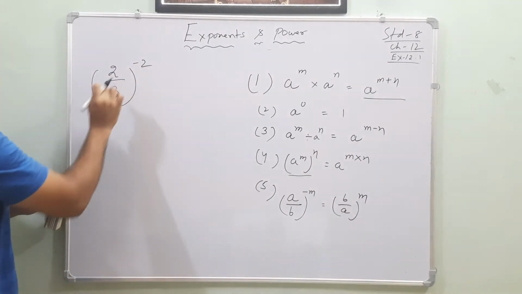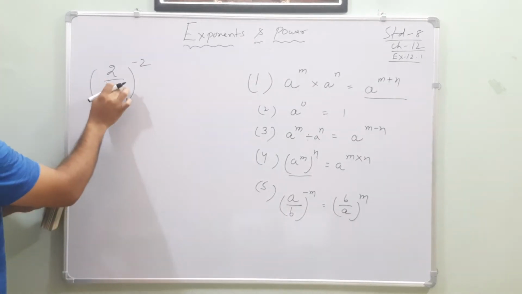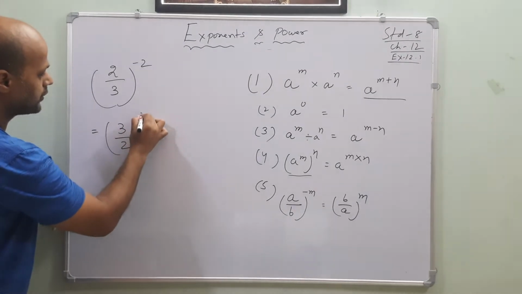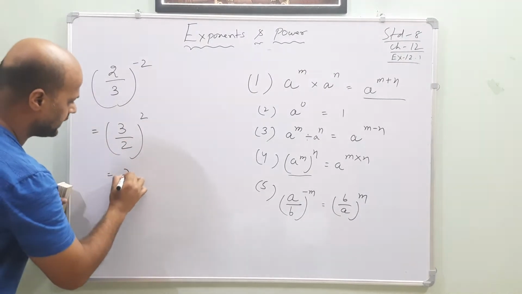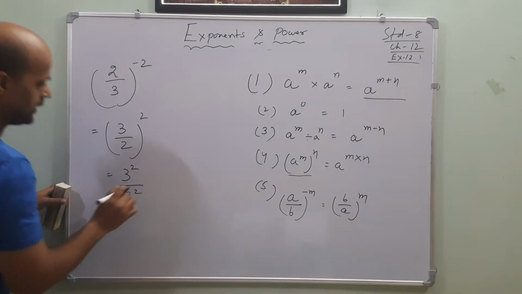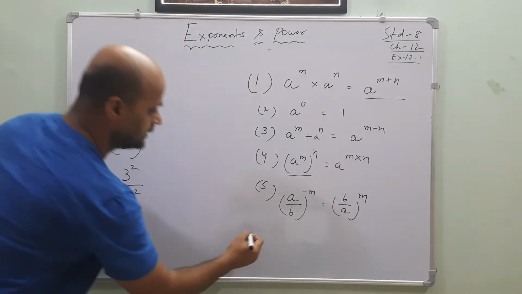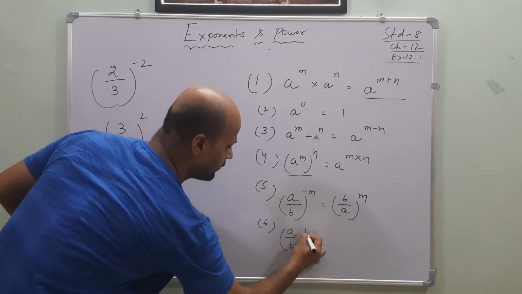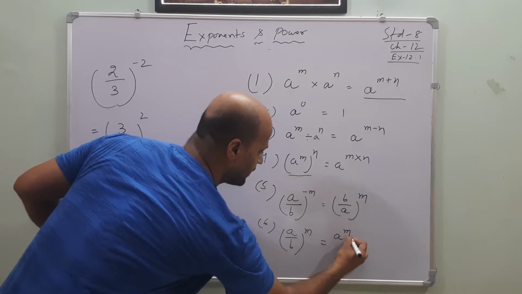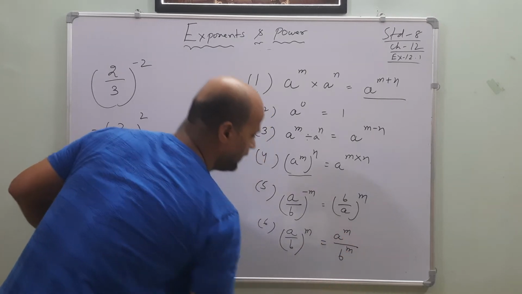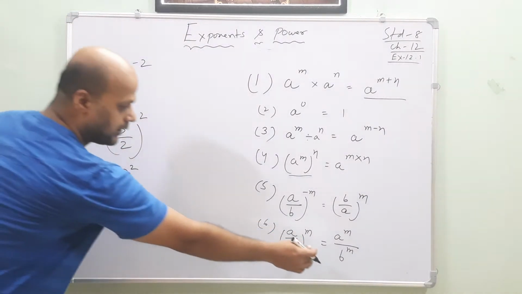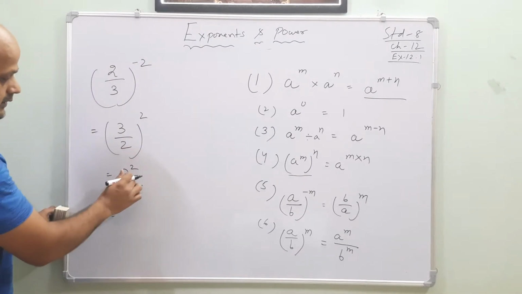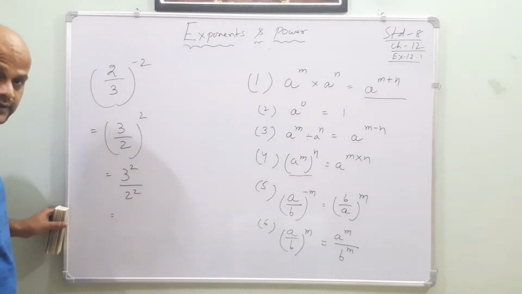Okay. So to take out the minus means this number will now be reciprocal. What is that? 3 by 2 whole power of 2. Now you can do it separately. Here another formula has come. Sixth one: a by b whole power of m is equal to a power of m divided by b power of m. So this formula will now be implemented here. Understood? Okay. 3 to the power of 2 is how much, my dear friends?